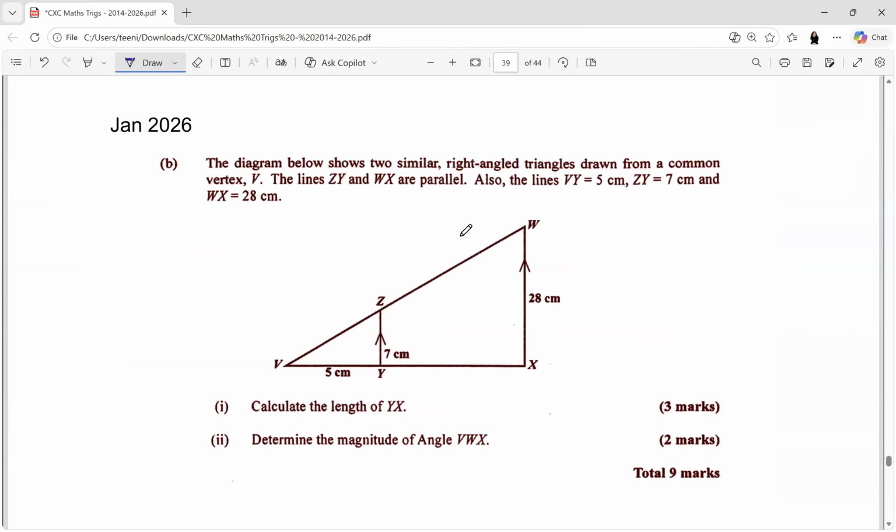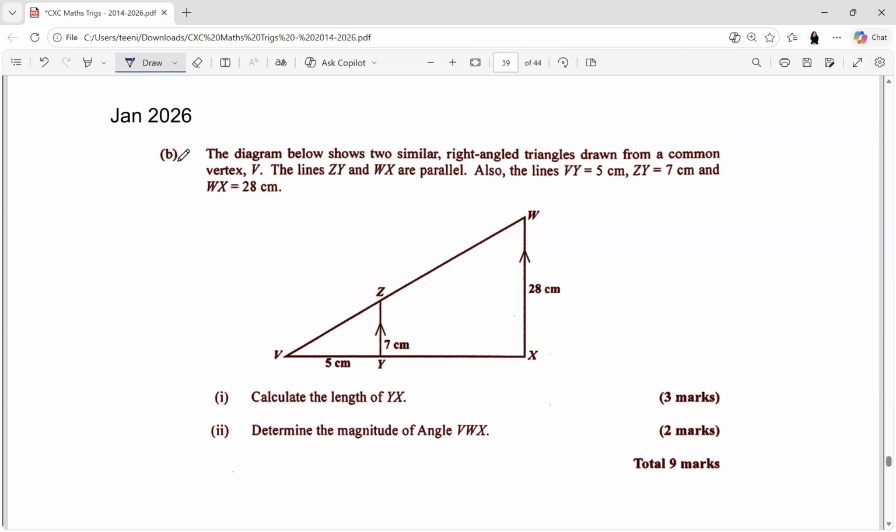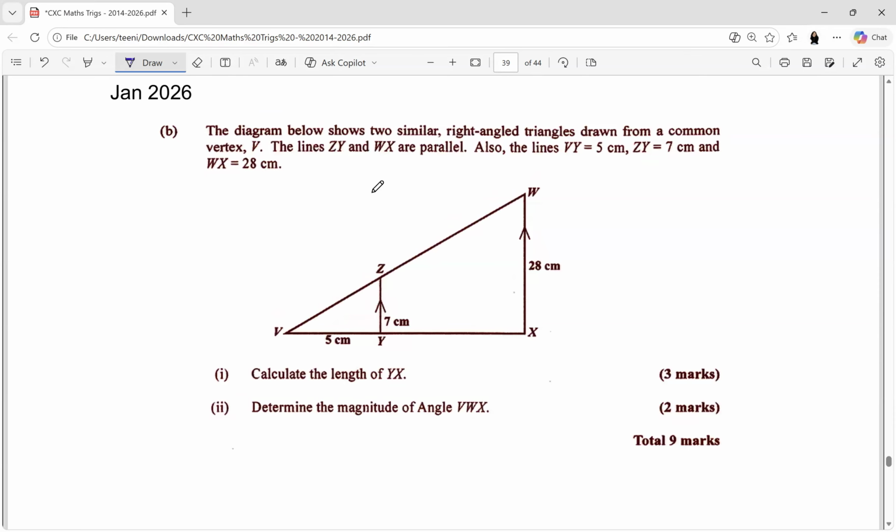All right, let's look at January 2026. That's this year. So I was telling you, you can get it in section 1 and section 2. Even though you see total 9 marks here, this is the 9 marks that included part A from this question as well. But that was not a tricks question, so I didn't include it. However, part B is a tricks question. This is from section 1.